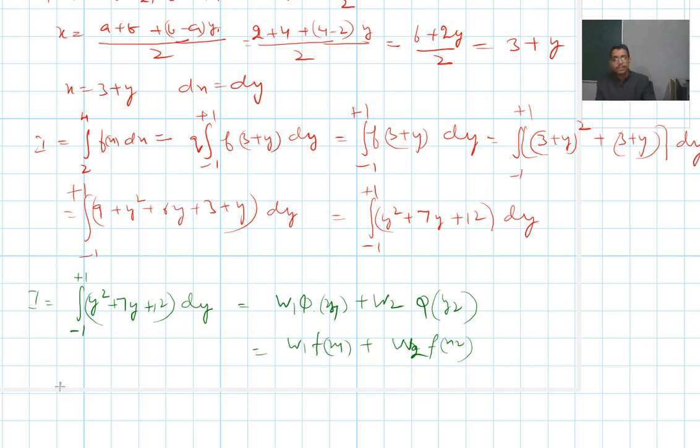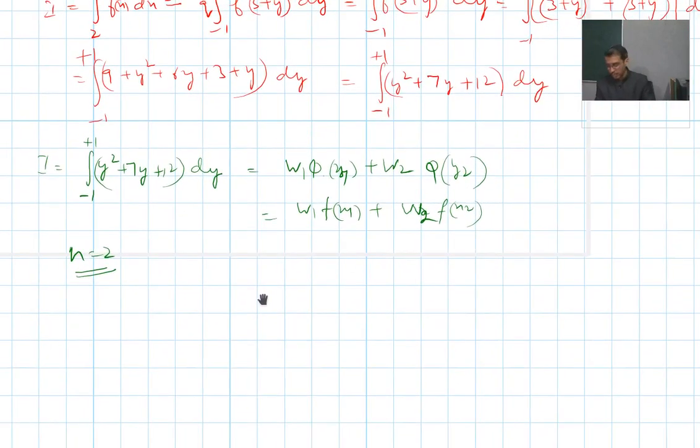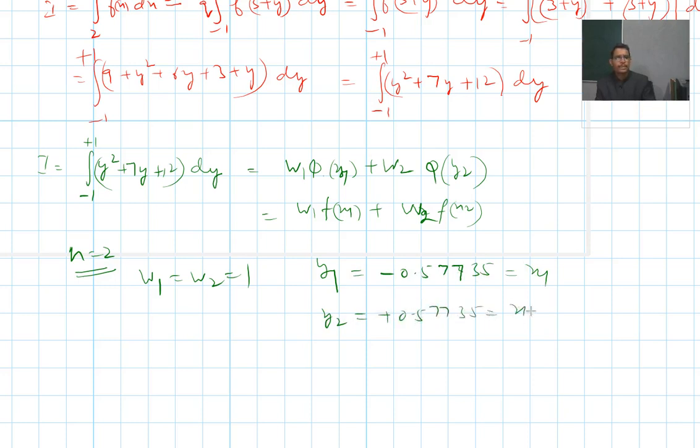So let us take n is equal to 2. If I take n is equal to 2, for such a case w1 is equal to w2 and it is equal to 1, and y1 is minus 0.57735, or you can also call it x1. Similarly, y2 is plus 0.57735, or you can also call it x2, whatever you want to call.